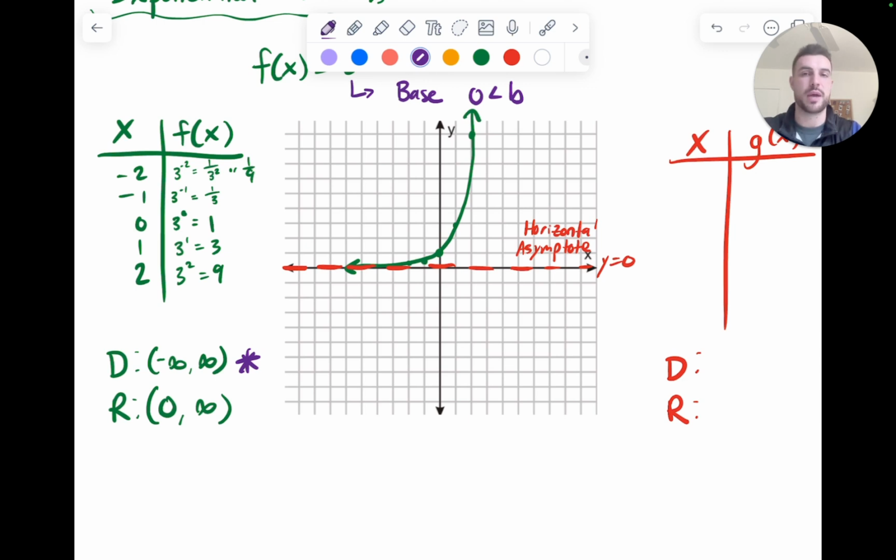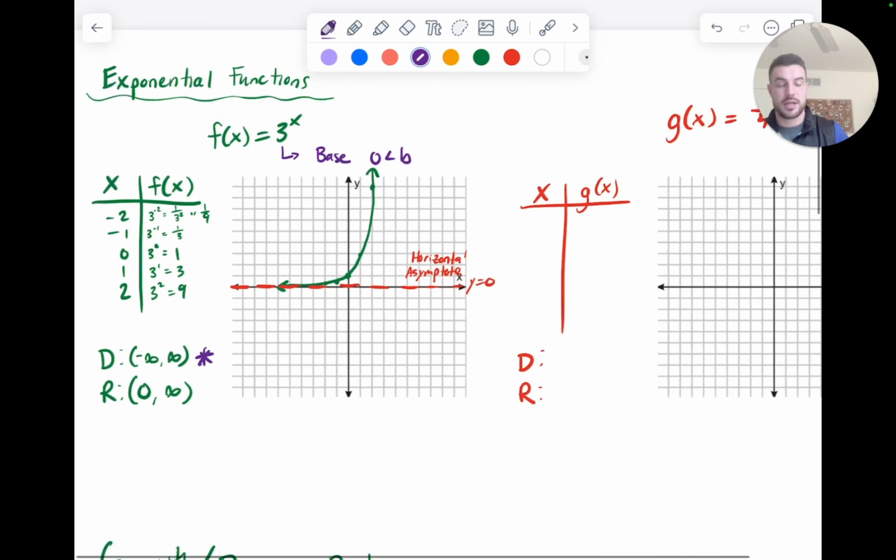Not only can we get the domain by looking at the graph, left to right, but think about domain as what x values are we able to plug in. There are no restrictions for exponential functions, just like there are no restrictions for linear functions. You can plug in whatever you want, and therefore our domain will always be negative infinity to infinity. Let's move on to our next one.